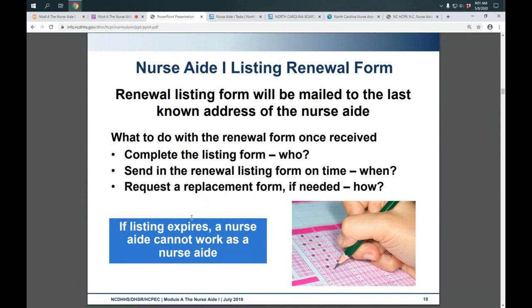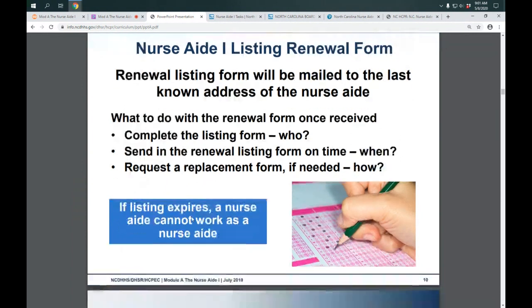It also has, if you'll look on your module, the website that you can go to, www.ncnar.org, that's the website that I showed you. And please remember, and it's got an important note, nurse aides cannot work as a nurse aide once the listing expires. You can't.